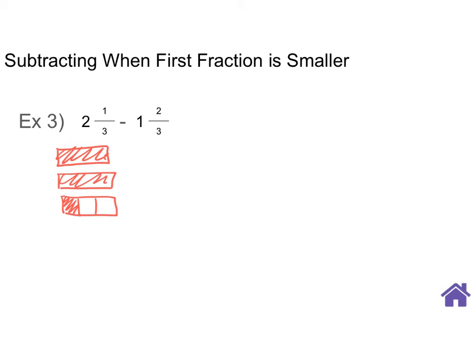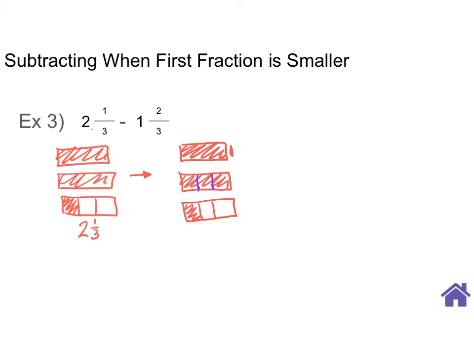To rename it, this first whole, I'm just going to keep the same. And then this fraction here, I'm going to rename it by changing it to thirds, okay? And then this one would be the same too, okay? So now I have, instead of 2, this is 2 and 1/3. Now I have 1 whole and then 4/3, okay? So I have 1 and 4/3. I'm going to show you how to do that mathematically in just a minute.